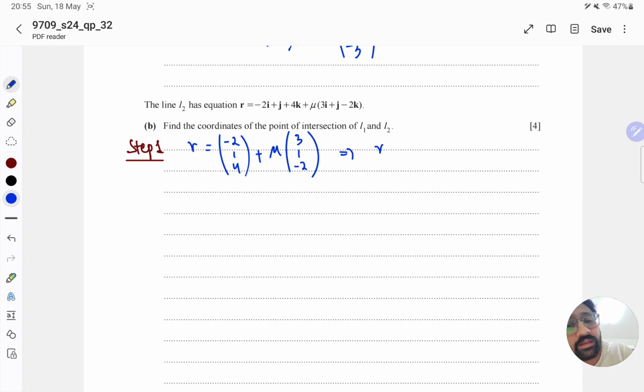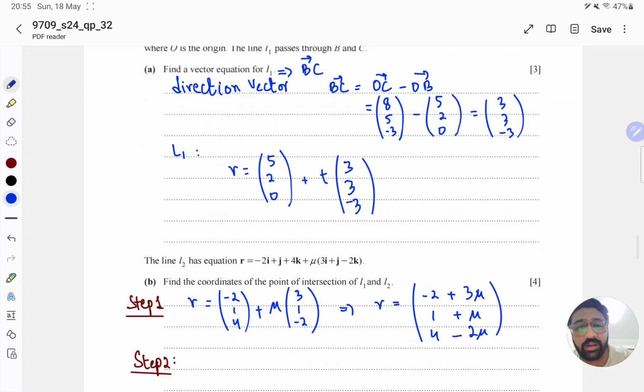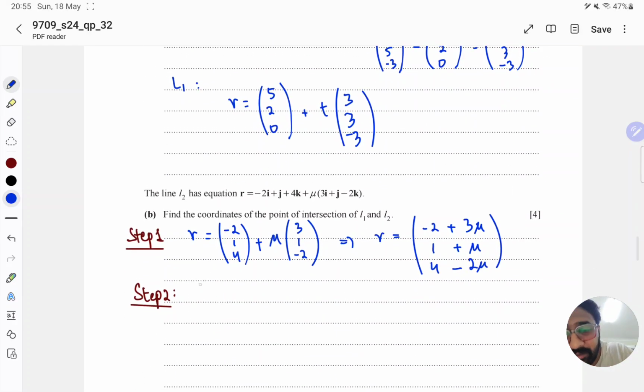If I write it like this, it will be (-2 + 3mu, 1 + mu, 4 - 2mu). Okay, step number 2: we already have the other one, line L1. Let me write it as r equal to (5 + 3t, 2 + 3t, 0 - 3t).